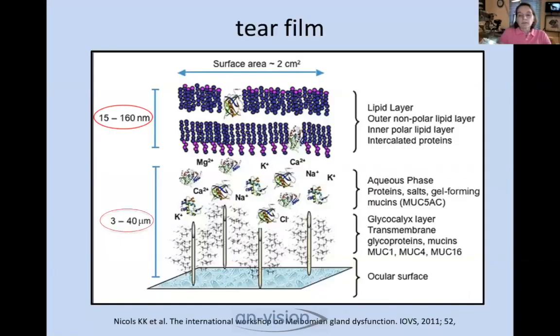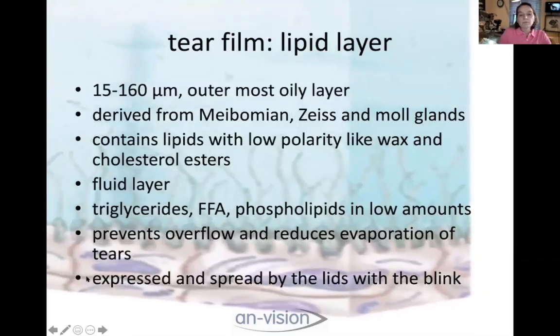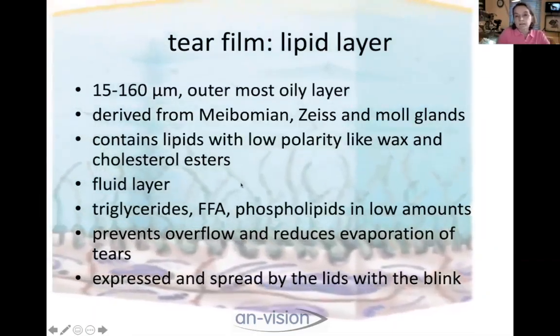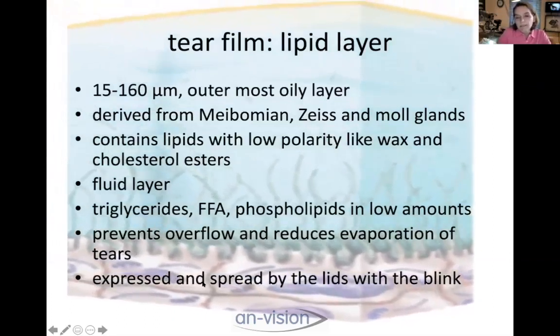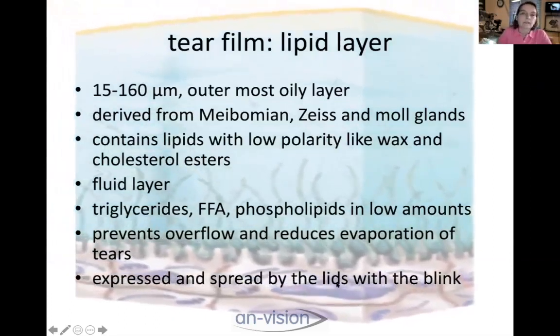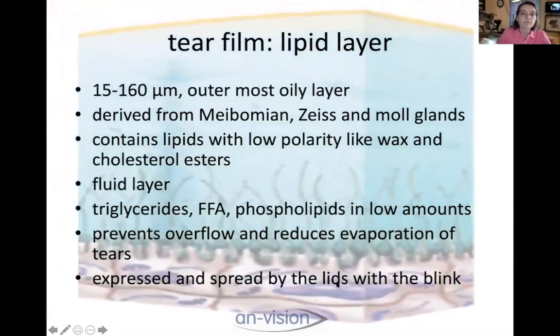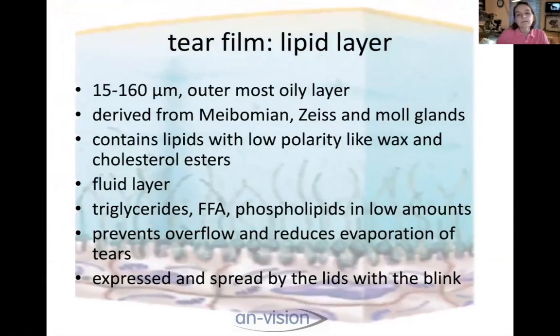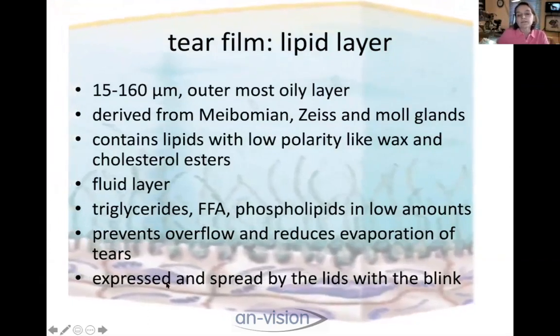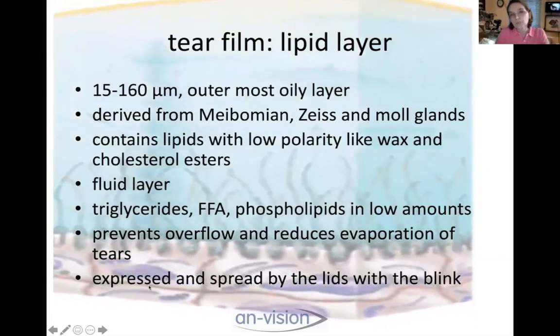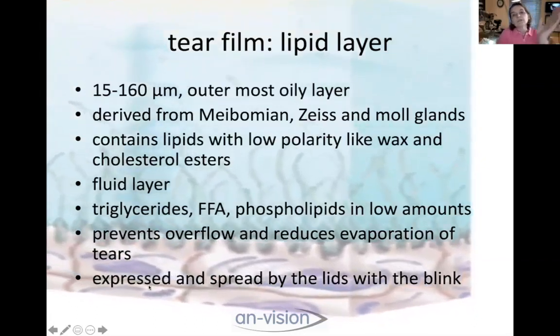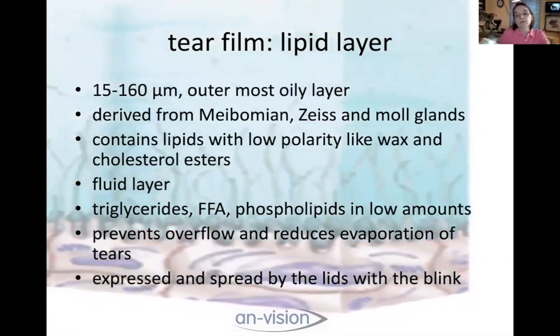The last point is really important because it says that the lipid layer is expressed and spread by the lids with the blink. And that says that if you just have a lid sitting there that doesn't move, the meibomian glands will not be expressed properly. So if we think later on about pathologic changes, then this is very important. You need lid function for the lipid to be expressed and also to be spread over the cornea with each blink.